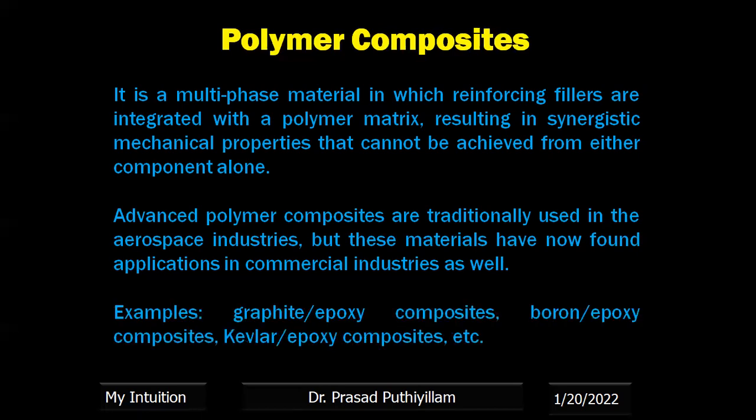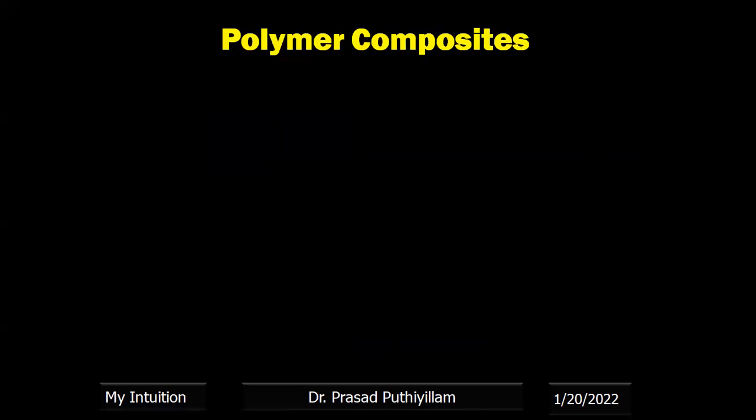Examples are graphite epoxy composites, in which epoxy is the polymer, the main component of the composite. Graphite is the filler. Then boron epoxy composite, in which boron is the filler and epoxy is the polymer. Kevlar epoxy composite: Kevlar is a filler, again another polymer itself, but epoxy is the main component. These are highly engineered polymer composites, having engineering or structural applications. They have better strength, even when compared to that of metals. The reinforcement in composite.